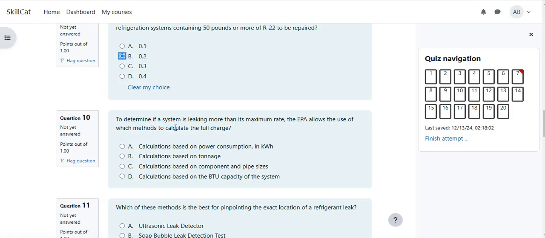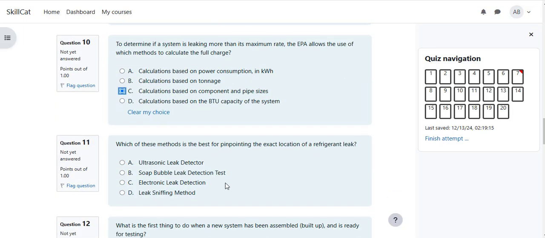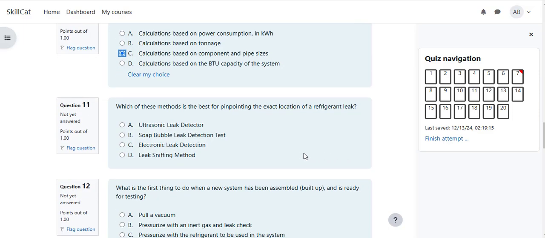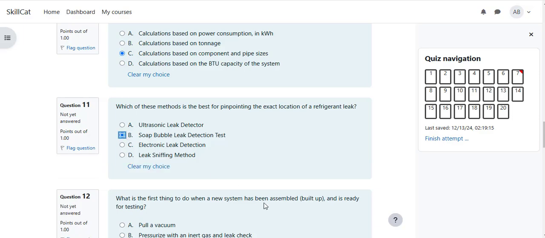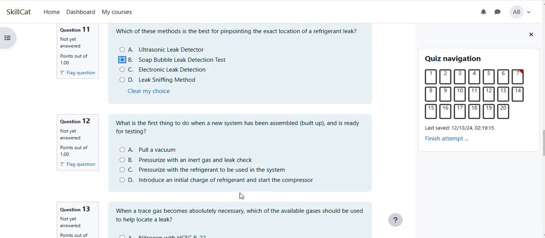To determine if a system is leaking more than its maximum rate, the EPA allows the use of which method to calculate the full charge: power consumption, tonnage based on component and pipe size. Which of these methods is the best for pinpointing the exact location of a refrigeration leak? It is soap bubble leak detection for pinpoint.